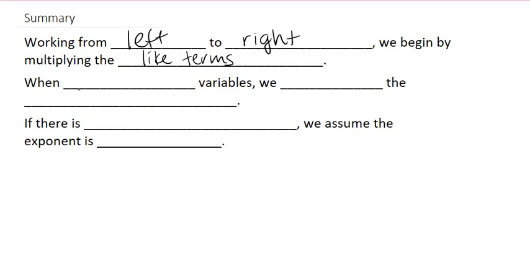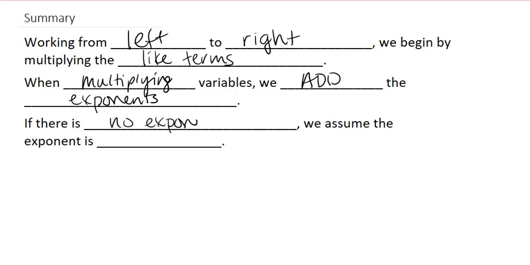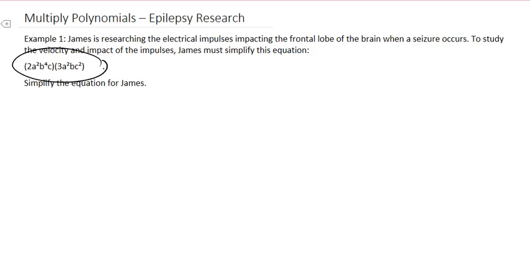And when multiplying variables, we add the exponents. And if there is no exponent, we assume the exponent is 1. So let us go back to our example and apply this.